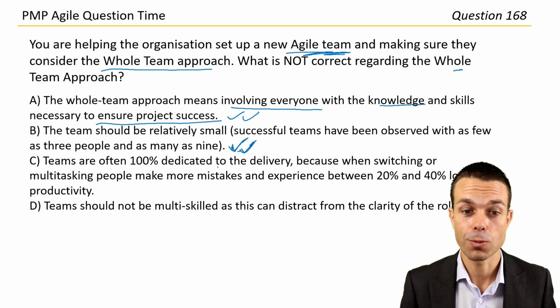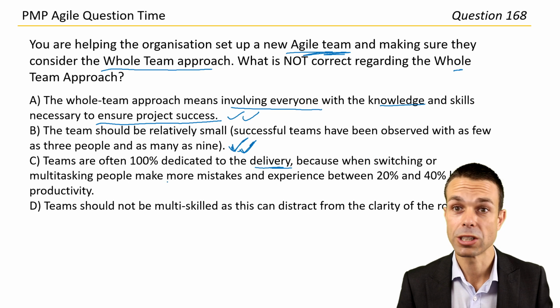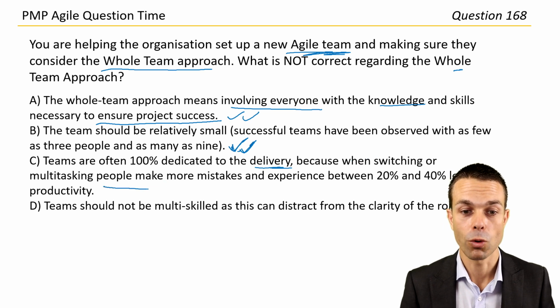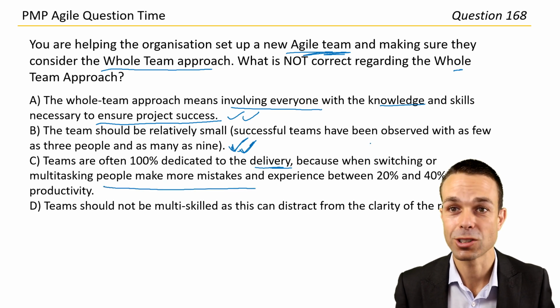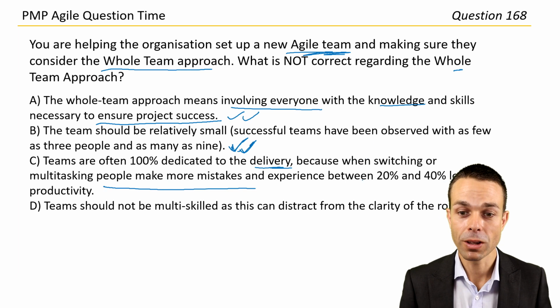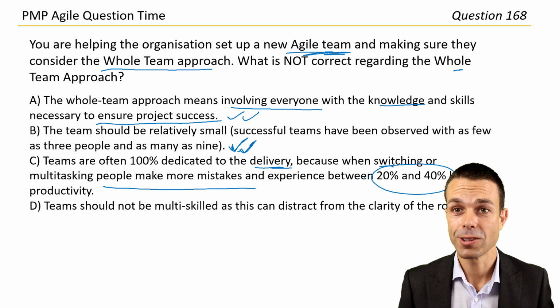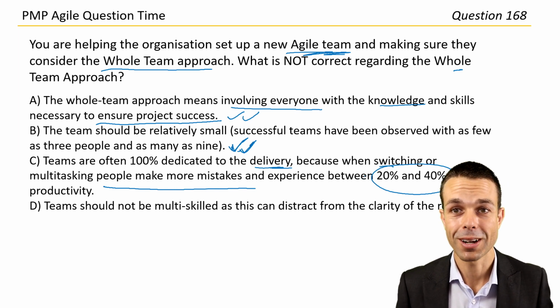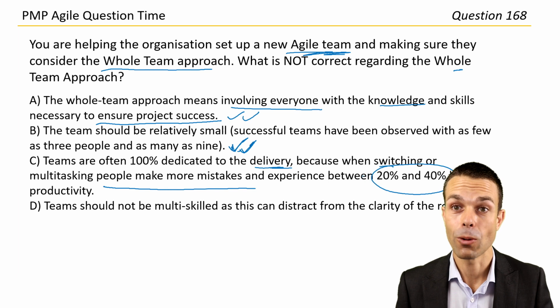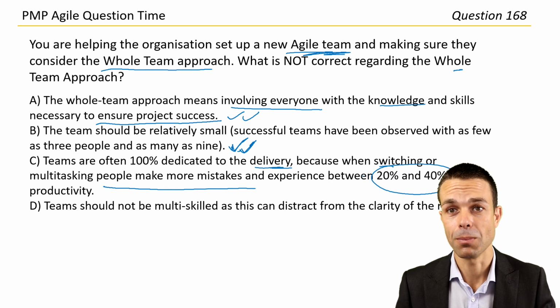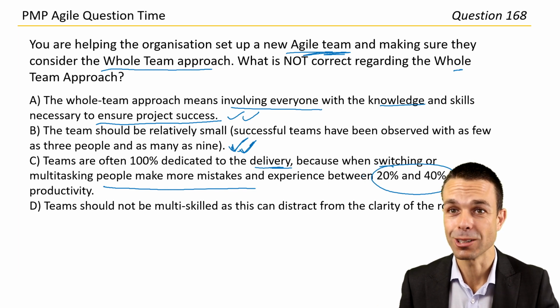Teams are often 100% dedicated to delivery because when switching or multitasking, people make more mistakes. This is context switching, and people experience between 20 and 40% loss of productivity. So this has been proven through studies in multitasking that it's actually not more productive. And that's why we have everyone in the one team. So this is a really important thing as well.